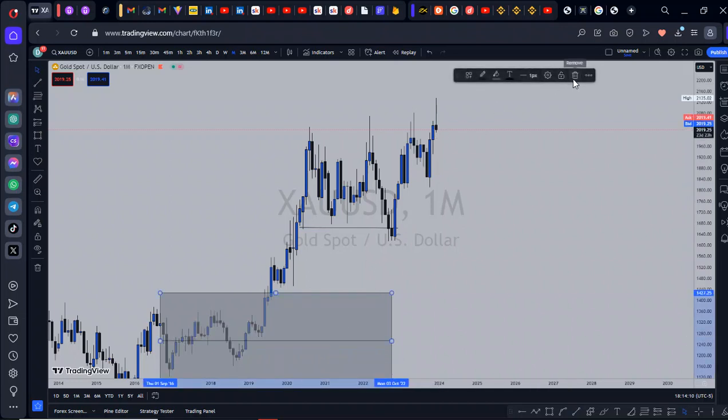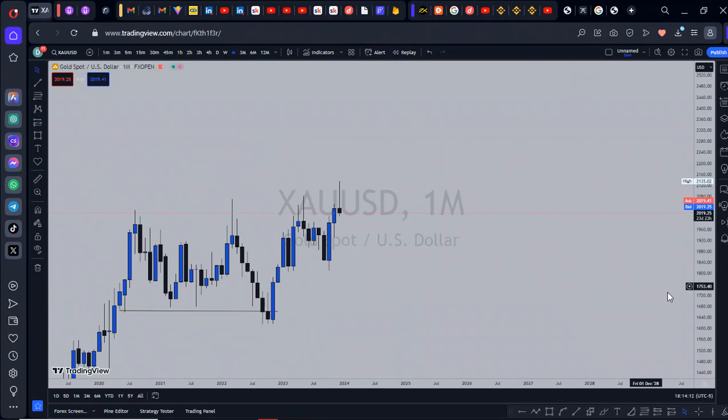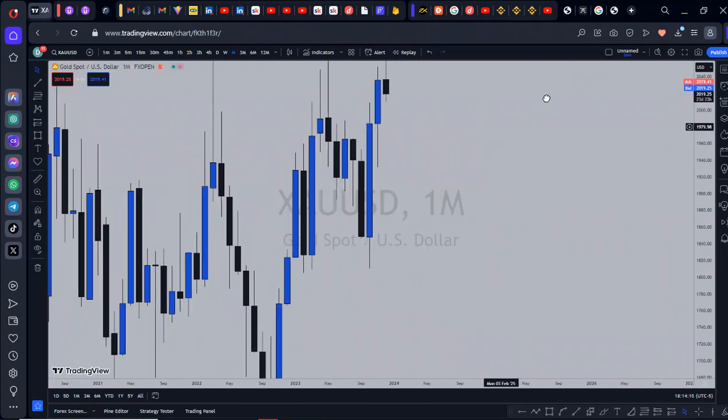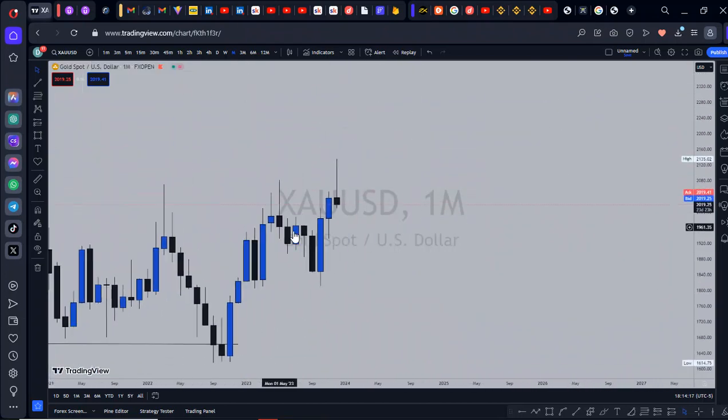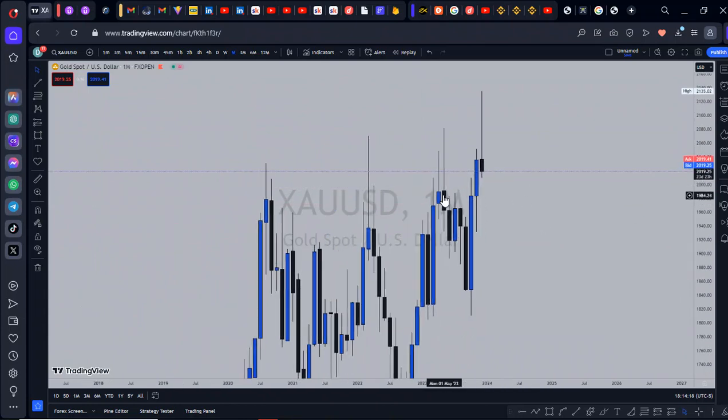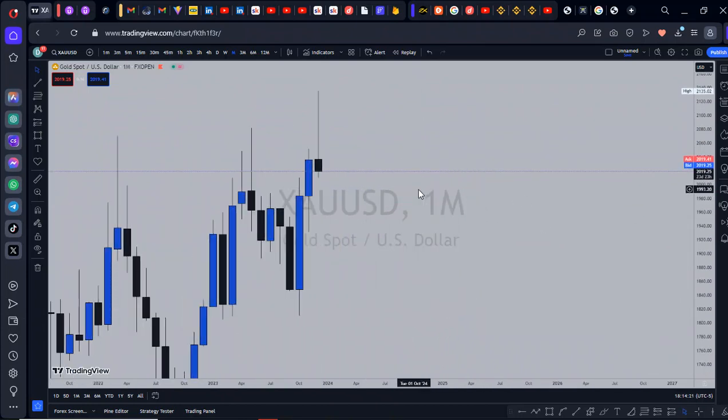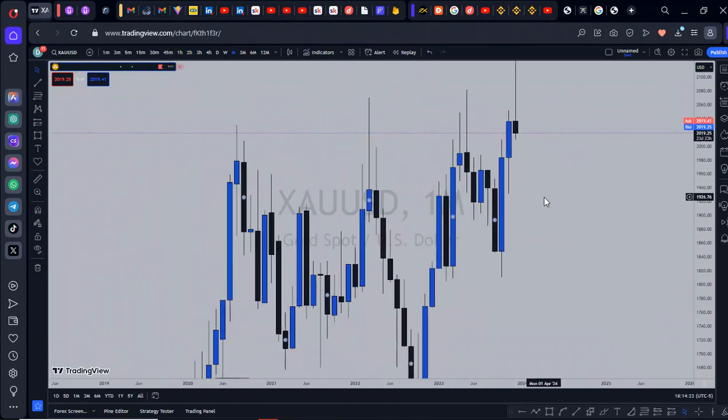So that is it for accumulation, and I don't know if I'll call this a reaccumulation. I don't know how I could. It's hard sometimes to do the markups.